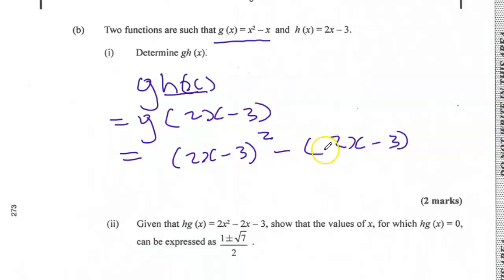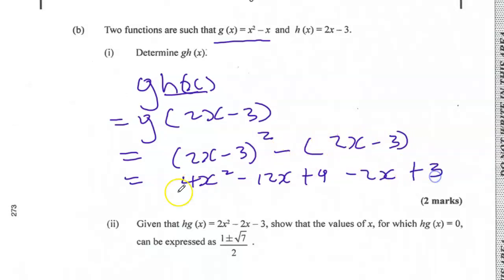And of course, if we wish, we can expand the bracket. If I expand the bracket, we'll end up with 4x squared minus 12x plus 9. Expand this bracket. This is minus, so it's minus 2x minus 3. That's positive 3. Group all the like terms. So we have 4x squared. We have minus 12x minus 2x. That's minus 14x. 9 plus 3, that's 12.